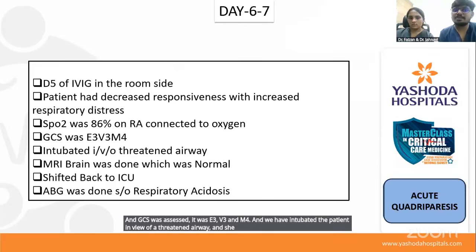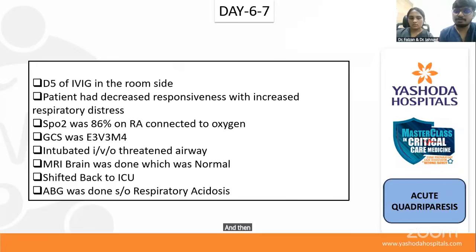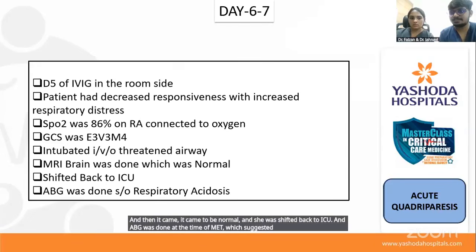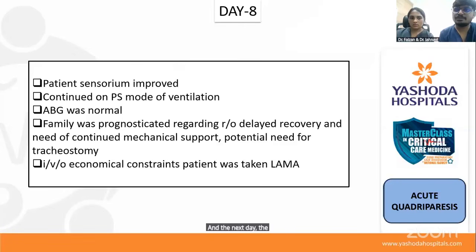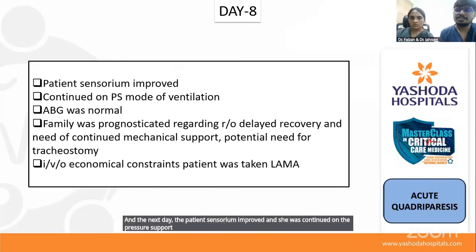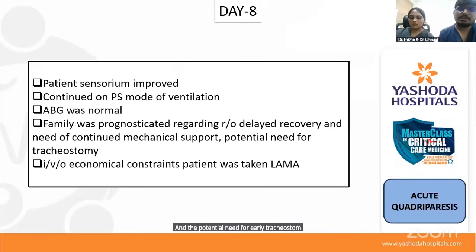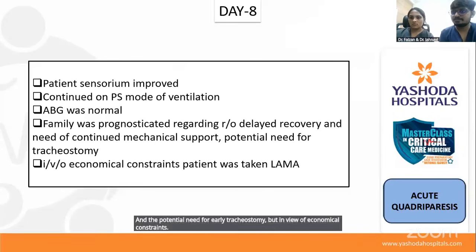And she was taken to MRI brain to rule out any acute cerebral events. It came to be normal, and she was shifted back to ICU. And ABG was done at the time of MET, which suggested respiratory acidosis. And the next day, the patient sensorium improved, and she was continued on the pressure support mode of ventilation. ABG was normal, and family was prognosticated regarding the risk of delayed recovery and the need of continued mechanical support, and the potential need for early tracheostomy. But in view of economical constraints, the patient was taken lungs.